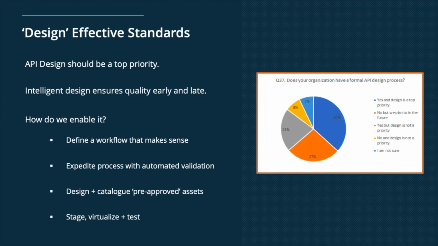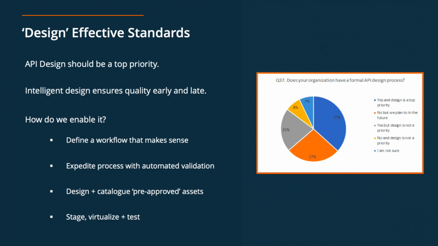If API quality is going to be a priority for your team, that pretty easily translates to API design being a top priority, because the earlier on in the software development lifecycle that you're able to ensure quality, the more cost effective it is, and it means that you're going to have fewer problems later on when it comes to testing and monitoring your APIs. So what's a way to really build in that quality early on?